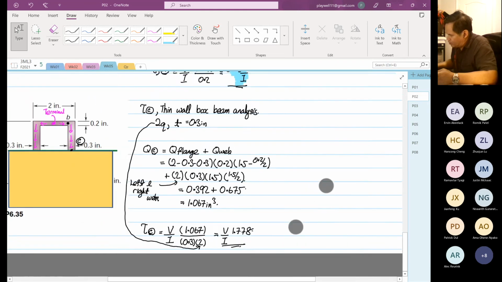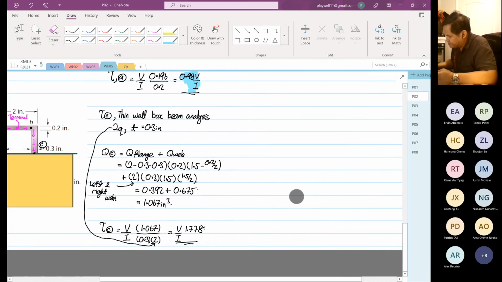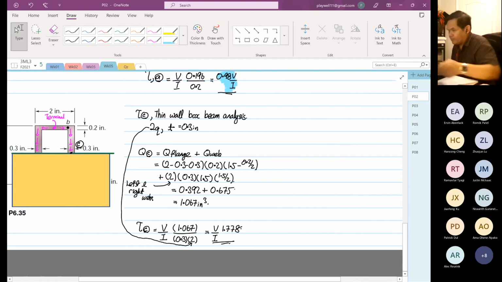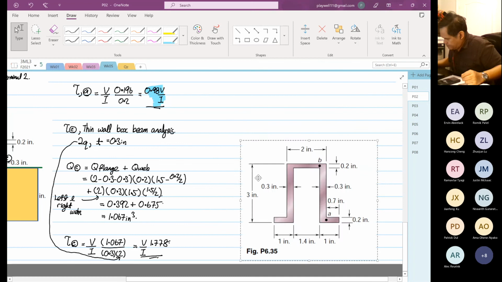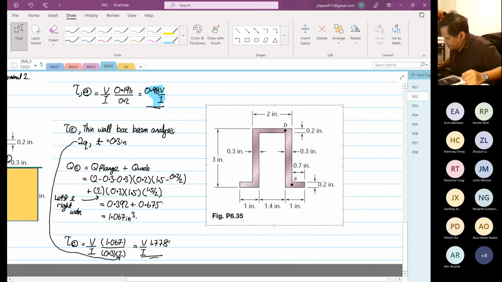Now I'm going to do it from the bottom. Okay, I'm going to look at the bottom. So I want you all, after this analysis, to realize that taking from the top or from the bottom does not really matter. The answer will be the same. Okay, so let's look at the same thing.